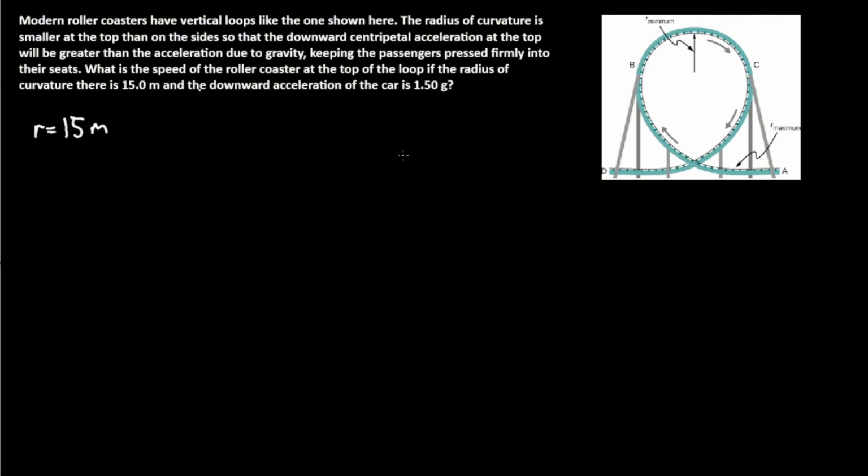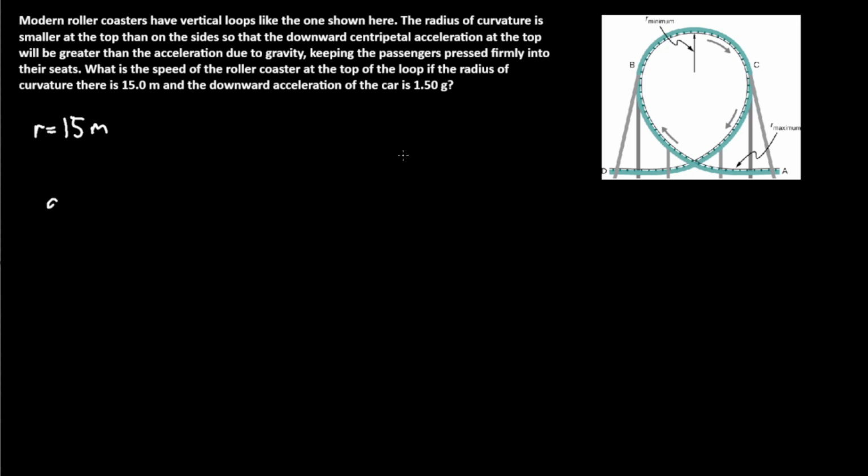So let's write that down. And the downward acceleration of the cart is 1.5 G's. Oh, I've been doing too much chemistry. So what's actually happening at the top of the loop is that your only centripetal acceleration going on is straight downward. So the downward acceleration is equal to 1.5 times our gravitational constant.